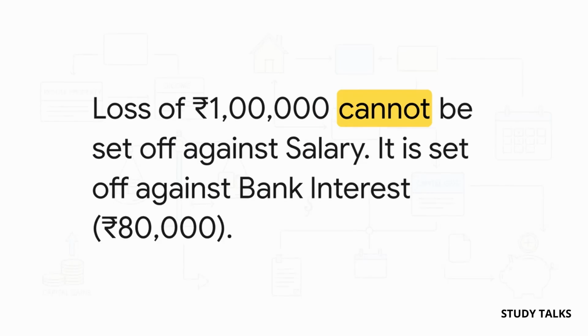Okay, next up is the business loss of 1 lakh. Now, can we set this off against what's left of his salary? Nope. Remember, salary is the fortress. We can't touch it with business loss. But we can set it off against other income, like his bank interest. So we'll use that 80,000 of bank interest to absorb 80,000 of the business loss. And the remaining 20,000 of business loss also gets carried forward.